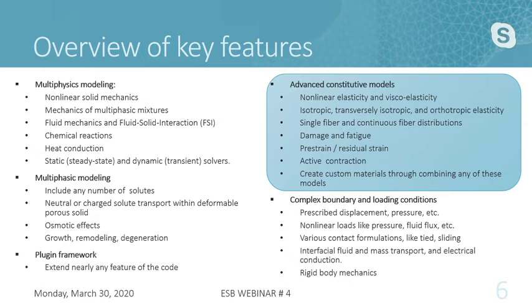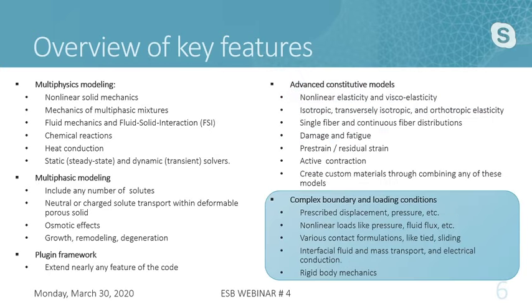So we have different kinds of hyperelastic materials with different types of symmetries. We can model fibers individually or as distributions, damage, fatigue, pre-strain, active contraction for modeling muscular tissues. And you can combine many of these materials together to create your own custom materials. And I'm not talking about the plugin framework here, I'm just talking about the way you would define materials in FEBio.